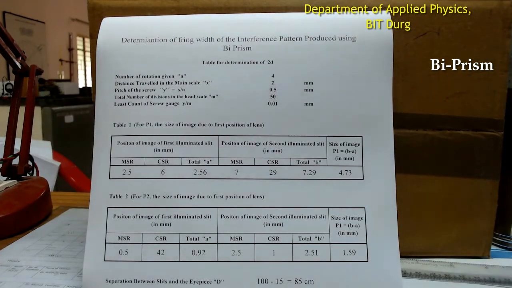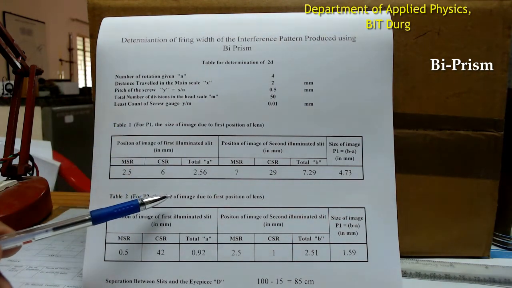Now, we have taken the readings. We have two tables here. The first table is for P1, that is the separation between the images for the first position of the lens. The second table is the same, but it is for P2, that is the size of the image due to the second position of the lens. So this is for the first position, and this is for the second position.